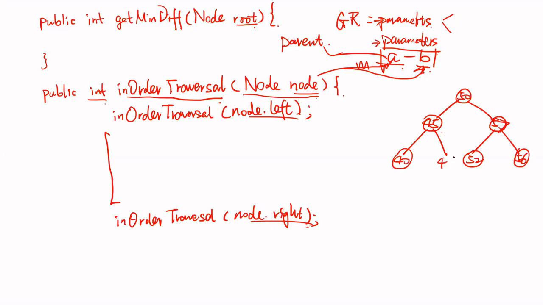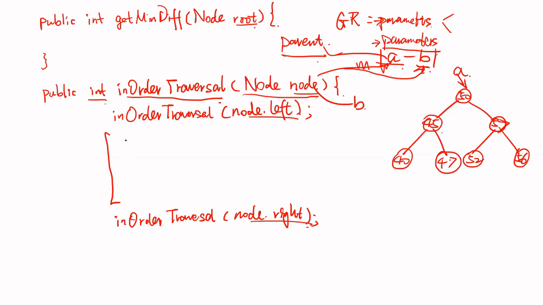Let's see, 47. Okay, so this is what we want to happen. We want A to be here. Then we use in order traversal to cover every other node, okay? So this is what you can think of as B. Then what do we do here? Let's just pretend that we already have the parent.